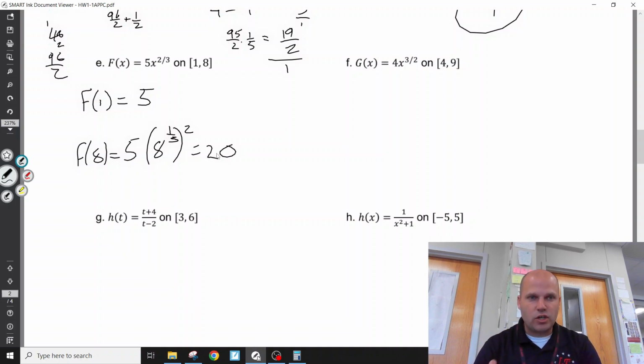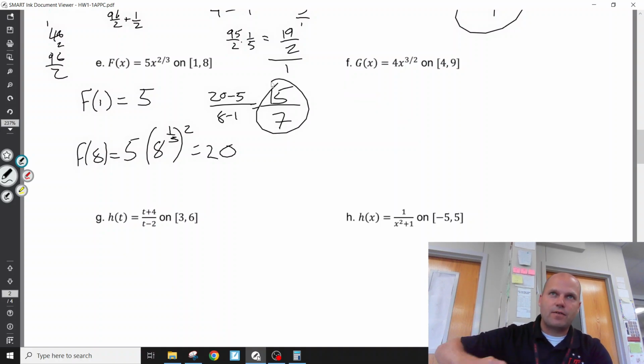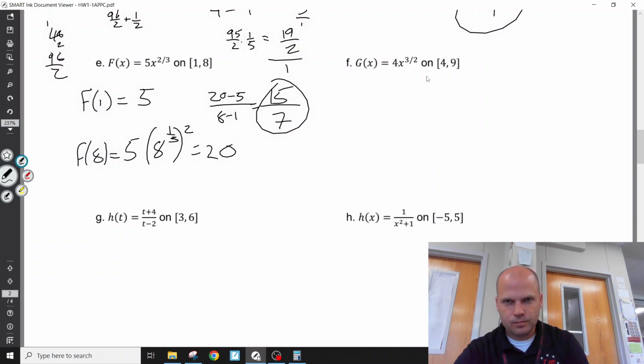My y's increased 15, my x's increased 7. You do not have to show the work, just get the right answer. On average, my function increased 15/7 y's per 1x. Big G of 4.